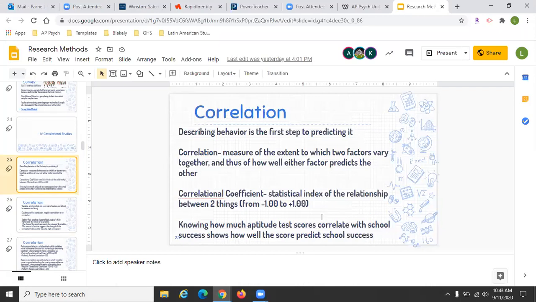Knowing how much aptitude test scores correlate with school success shows us how well that score actually predicts your success in school, like your grades. An aptitude test is like the SAT. So if you do really well on the SAT and you have really good grades, then that's probably close to a +1 correlation. And that shows us, yes, the SAT does predict someone's grades. There is a strong relationship between how well you do on the SAT and how well you do in school.